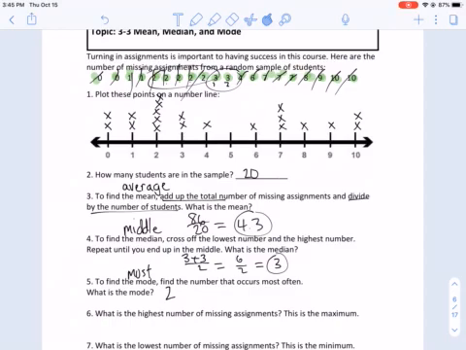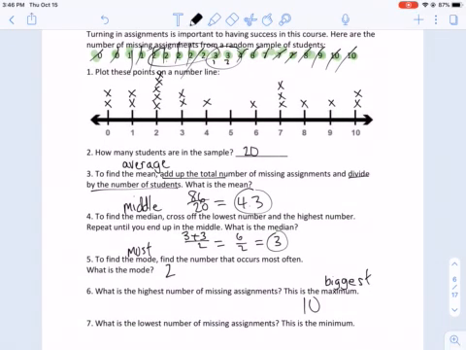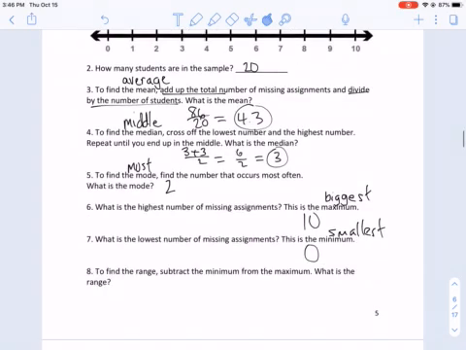Your highest number is the max. So your max is your biggest. I don't have a clever saying for that one. But max is a word we use every day, so we don't need a clever thing for it. So our max is 10. Your minimum is your smallest, 0. And your range is max minus min. So 10 minus 0, which is 10.